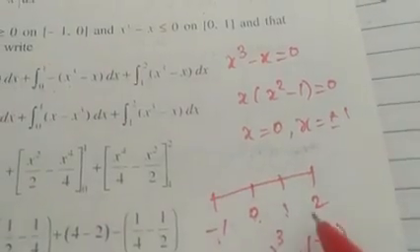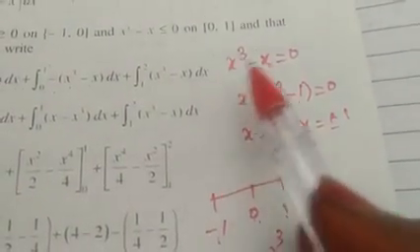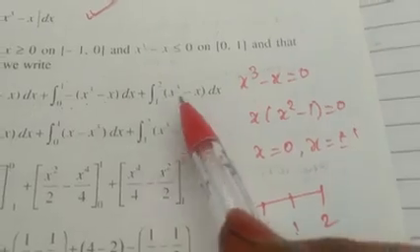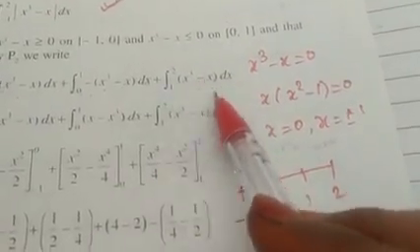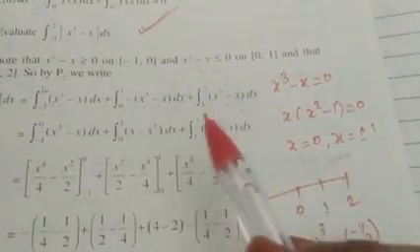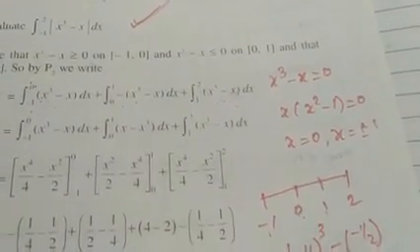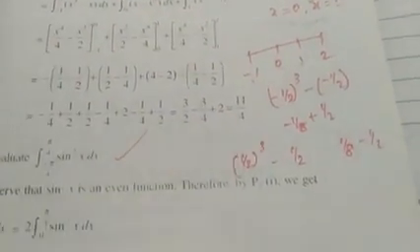And between 1 and 2, take 1.5. When you take 1.5, definitely this will be a positive value. Therefore, here they have written positive of x cube minus x. This sum is very, very important. This is this year's board question. And integrate and write. The next question.